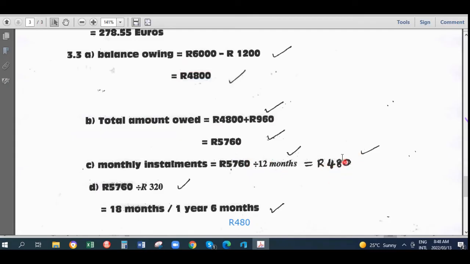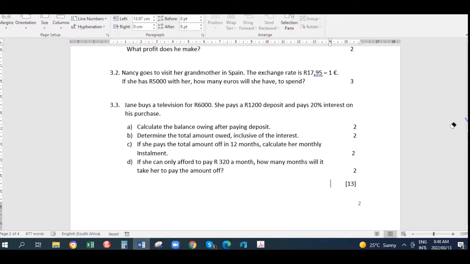But remember, we said she can't afford 480. So if she's paying 320 instead, 5760 divided by 320 gives you 18 months. And 18 months is 1 year, 6 months. And that's your payment for 18 months. So that answers all the questions for the assignment.